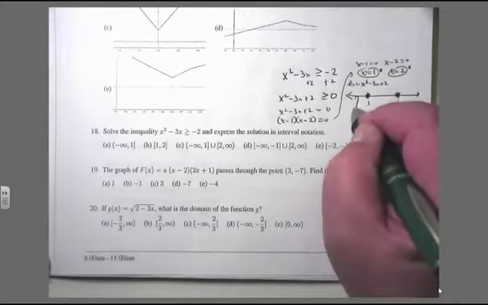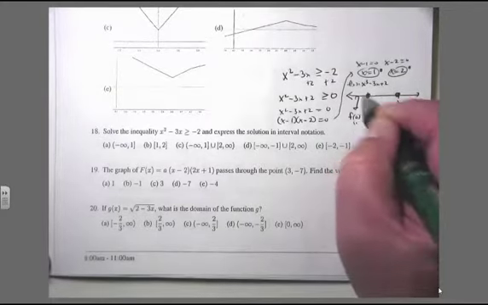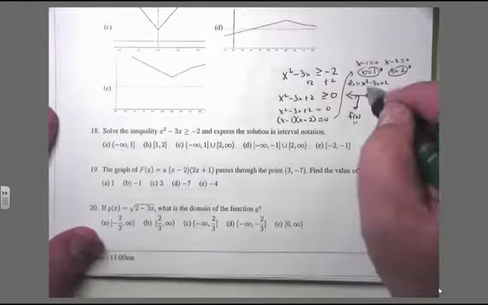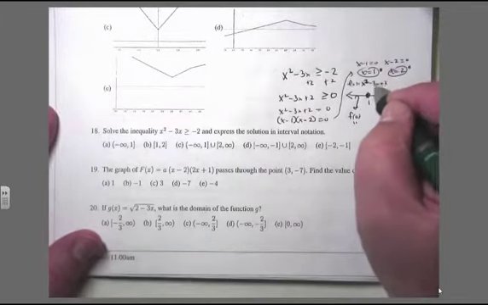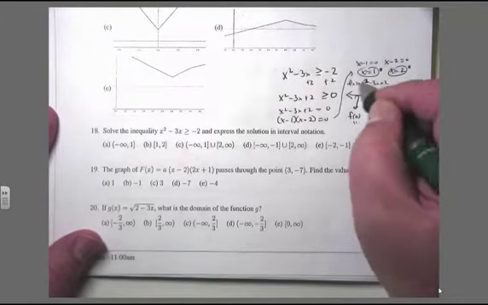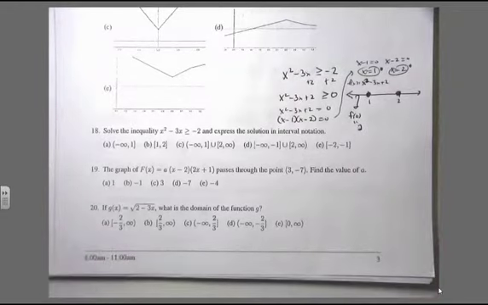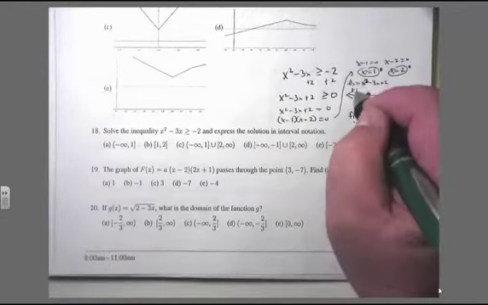Good choice, 0. F of 0, plugging in 0. 0 squared minus 3 times 0 plus 2. Plugging in 0 kills off all my terms except 2. I don't care what the number is. What's the sign of it? Positive.